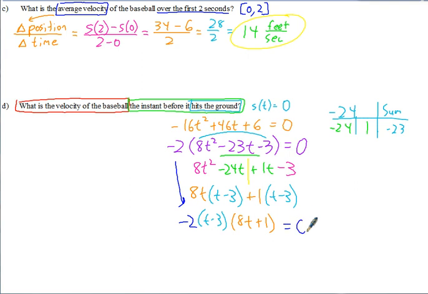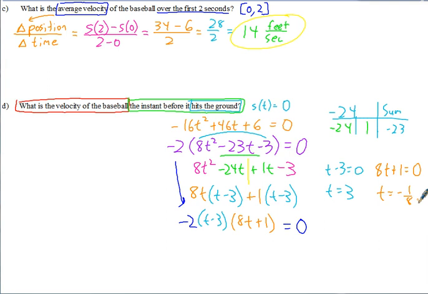So now that we've got it completely factored and equal to 0, one of these has to be 0 in order for the product to be 0. Well, negative 2 could never be equal to 0. That's just negative 2. So either the t minus 3 has to equal 0, or the 8t plus 1 has to equal 0. If you solve this one, you get t equals 3. And then you solve this one, if you subtract the 1 and divide by 8, you get t equals negative 1/8.